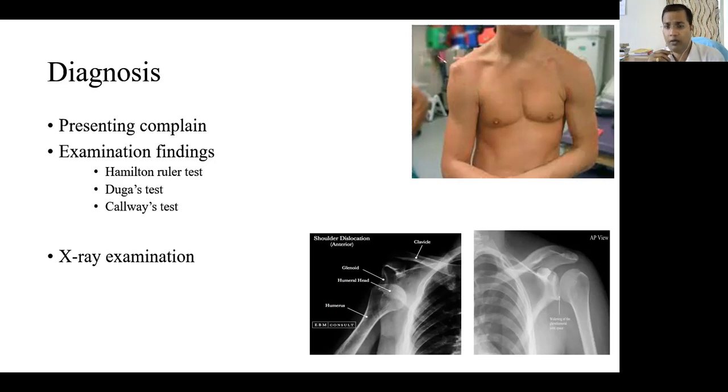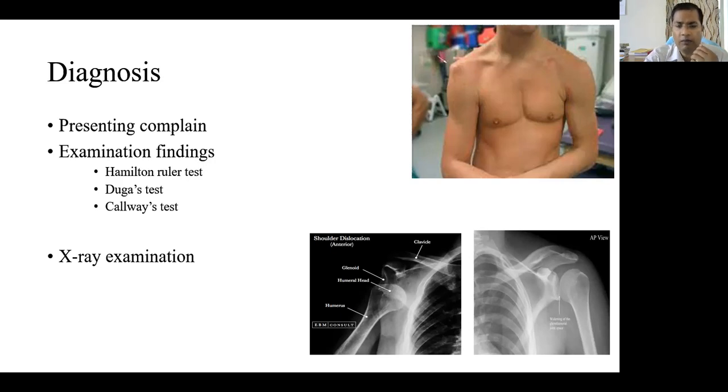Usually when we keep a straight stick or a straight ruler on the lateral side of the shoulder joint, you cannot touch the acromioclavicular joint and the lateral condyle of the humerus simultaneously. You cannot touch these two points simultaneously.